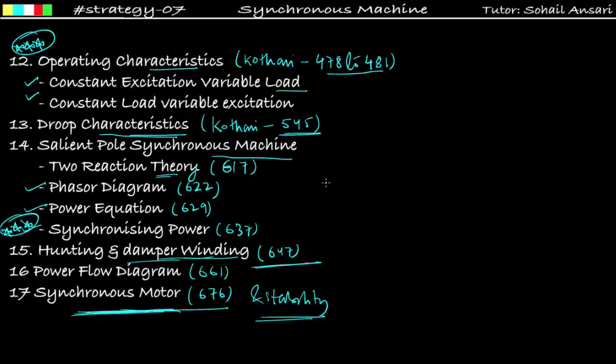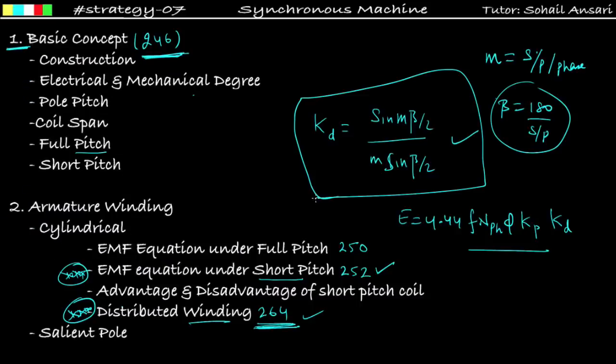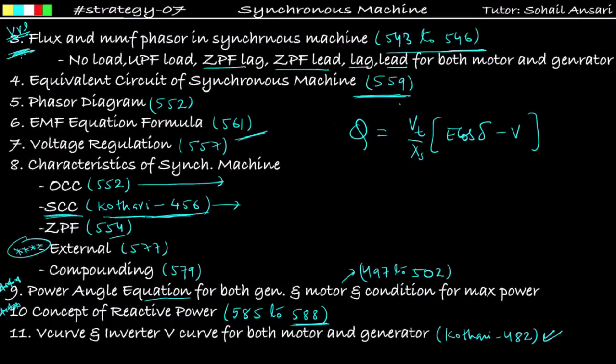So this much topic you have to study in synchronous machine, and I have given you the reference from where you have to study. You have to use both books, that is D P Kothari and PS Bimra. Got it? Now I have gone through all the previous year questions. What I will say, you should focus on the basic concept first. This is very important. Then EMF equation under short pitch, then distributed winding, right? EMF equation in full pitch. These all things you have to study, because this is very important. Third is armature reaction, point number 3, is very important from the GATE point of view. Most of the questions are asked from this.